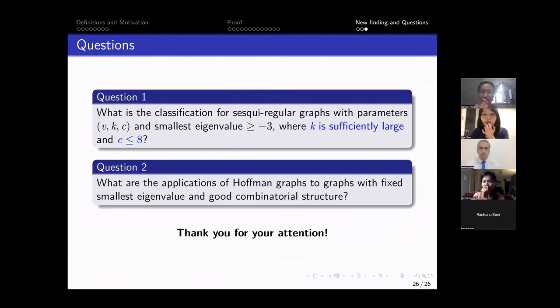Okay, so I just wonder what kind of other graphs you have considered, trying to use the same technique to give a similar bound, because in the last question you mentioned good combinatorial structure, what exactly is that? Yeah, actually okay, let's go back to the slides.